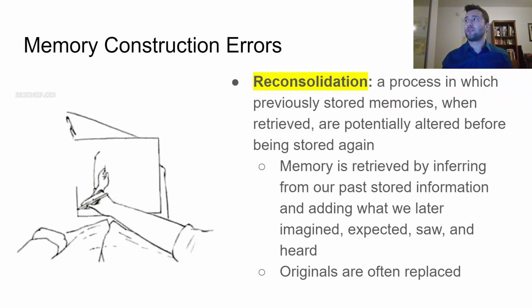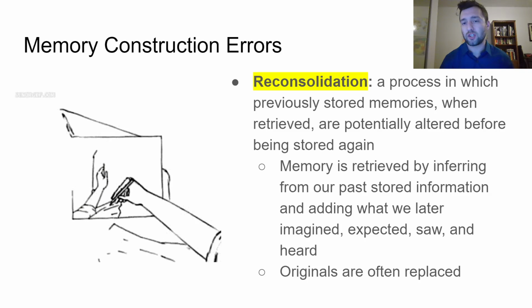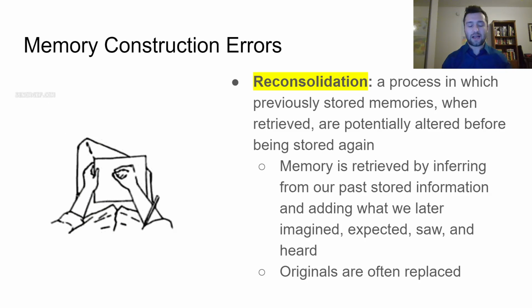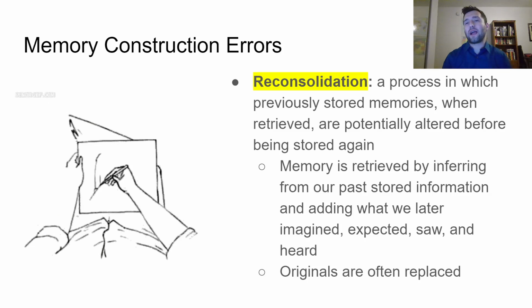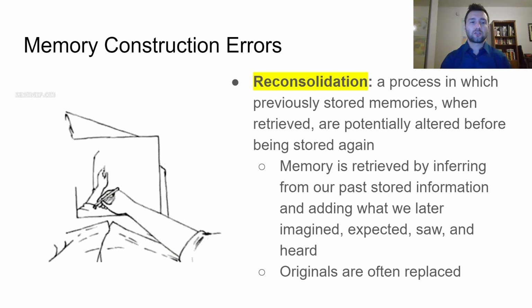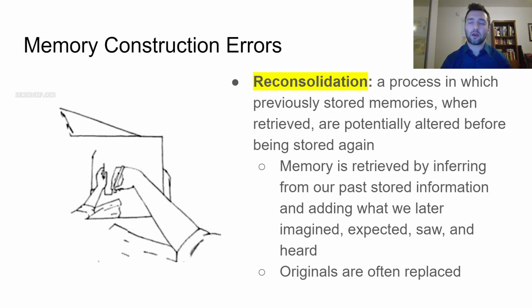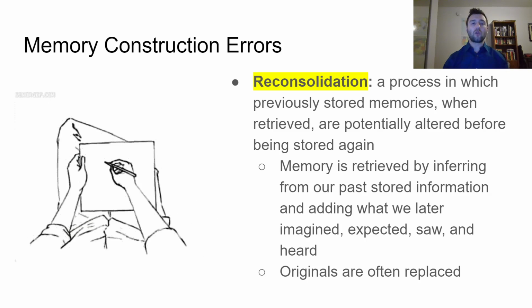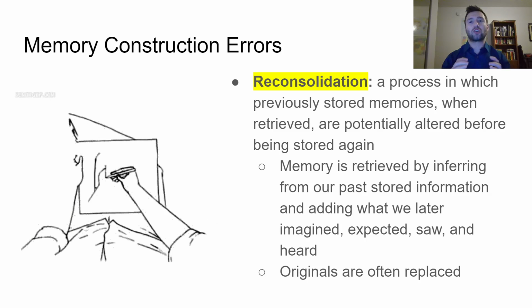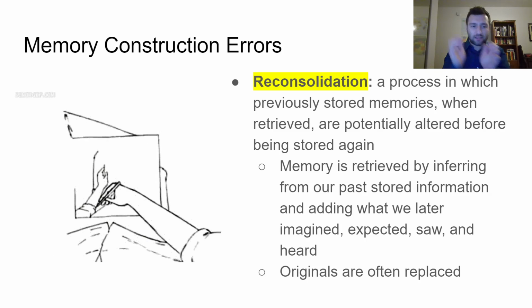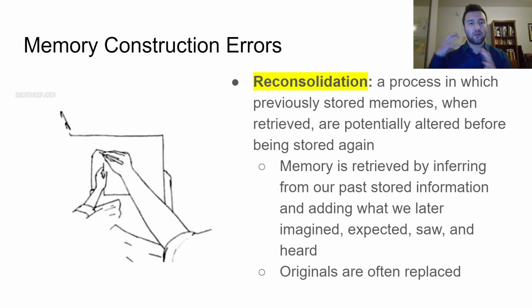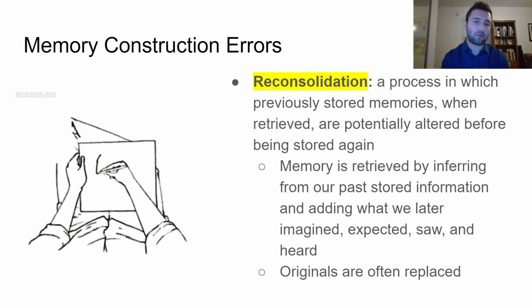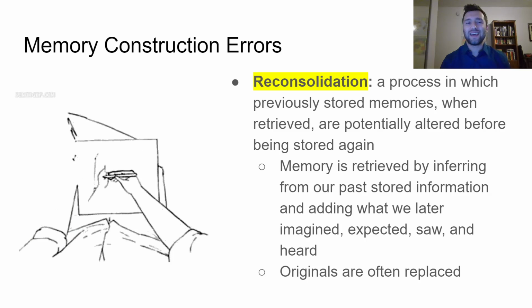Now that's going to get us to reconsolidation. And this is where we start talking about memory construction errors. Now, one of the things, and we'll talk about this a little bit more as we go or in class, is how memory actually works is very different than how you probably imagine it. So what you probably imagine is that, let's say I have a memory of playing soccer with my dad. And that's a memory I remember from when I was a little kid. What you probably imagine is that you have this picture, this little tiny movie that's in your brain somewhere, and when you think of it, your neurons pull that picture up and it's a perfect copy of what actually happened or what you actually experienced. The reality is that's not how memory works.